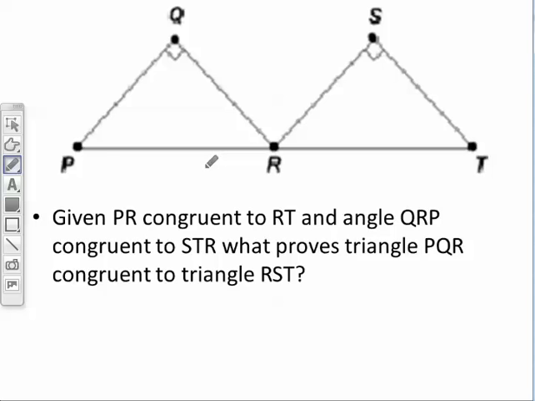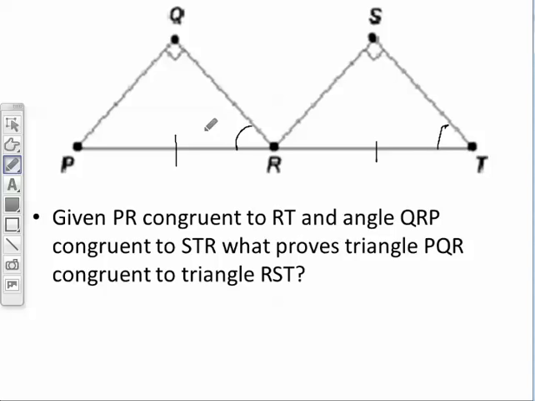Two triangles again. Given that PR is congruent to RT, PR, RT. See how I marked them with that so that I would make certain I had that. And then angle QRP, well, that'd be this angle right here, is congruent to STR. That'd be this angle right here. What proves the two triangles congruent to each other?